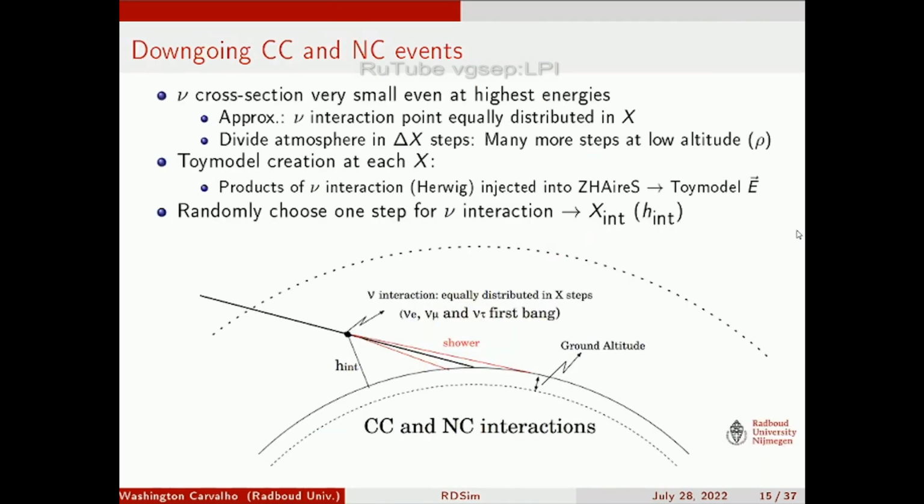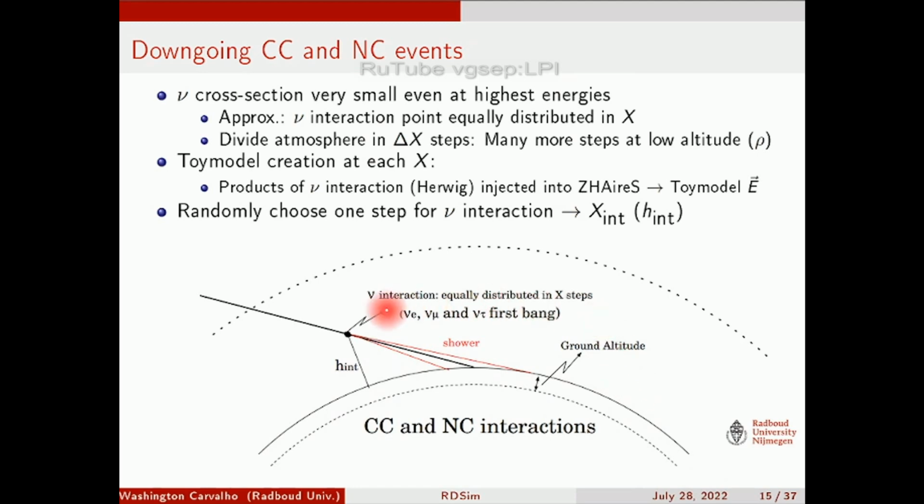So now, going to downgoing neutrino events. We have a neutrino that comes, interacts somewhere in the atmosphere, and creates a shower that can be detected. In order to simulate this, we divide the atmosphere into slices of the same thickness in grammage. So you have the same grammage in each one. That's a good approximation, because an interaction is equally probable in any of these slices. That's how we take that into account. You have more slices closer to the ground, and of course, a bigger probability of interaction of the neutrino closer to the ground.